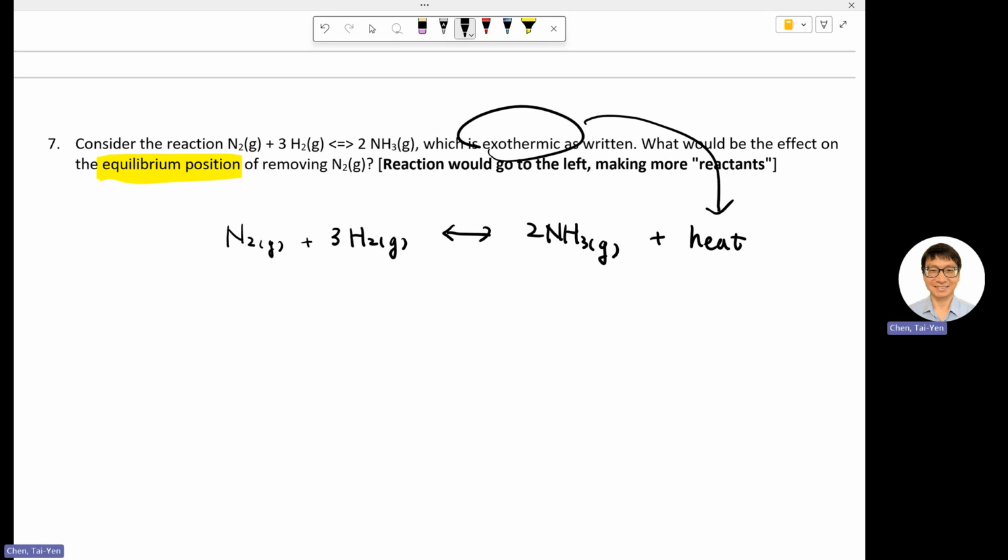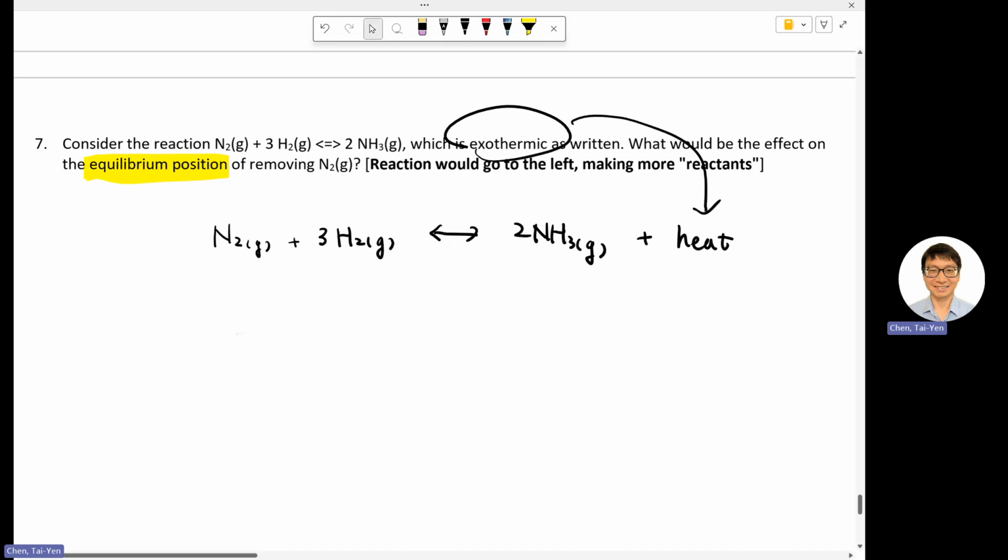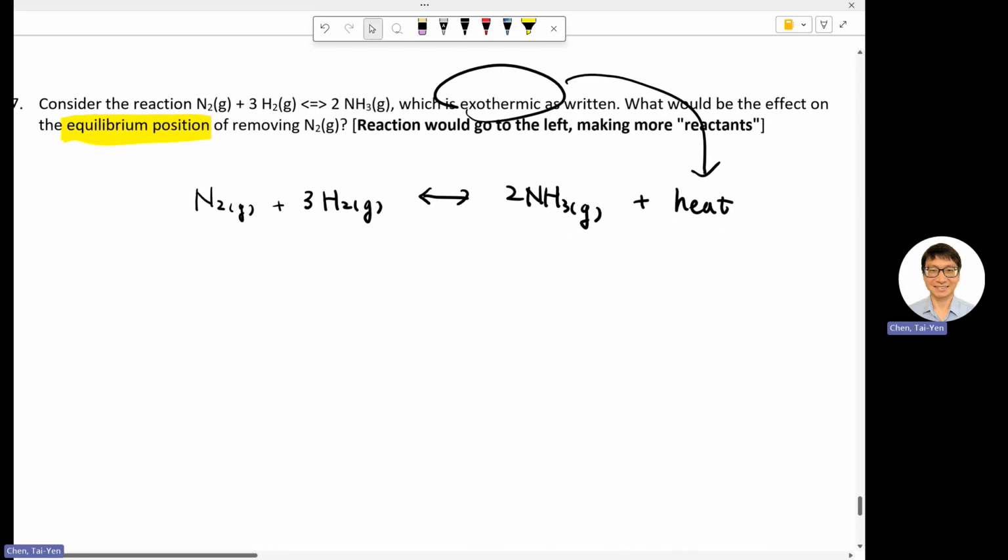This is important because we are going to go through many different types of scenarios for this specific question. If you read through this, it asks what would be the effect on the equilibrium when removing N2. When we say removing N2, what does it mean? Which term is it going to affect? There are only 3 terms you need to worry about, right? Pressure, concentration, and temperature.